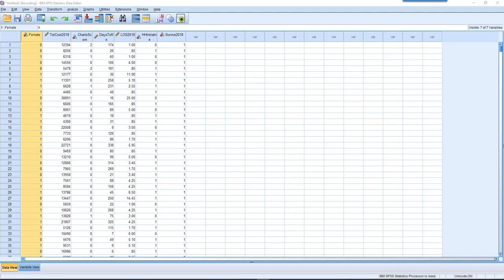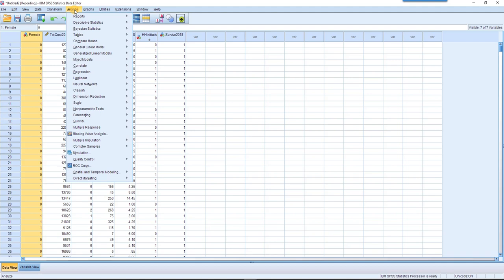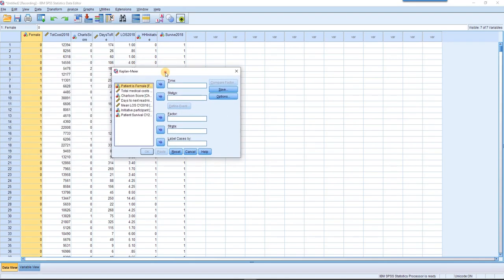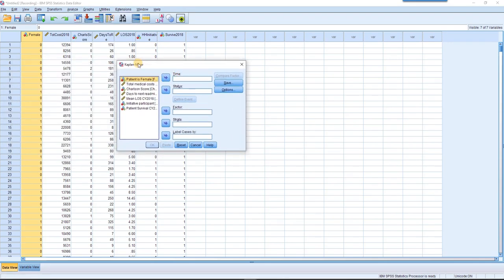All right. So let's hop right into actually running the Kaplan-Meier. So the Kaplan-Meier will be in Analyze and Survival, and we're going to run the Kaplan-Meier here for us to see. So we have a couple of fields that we need to fill in some required information for. The first one is the time factor.